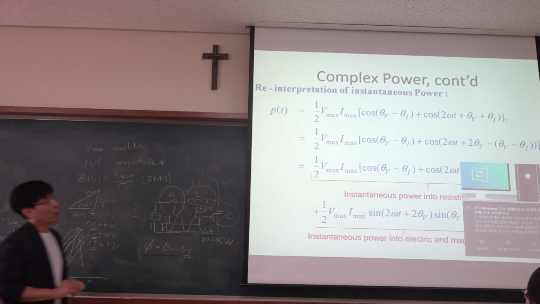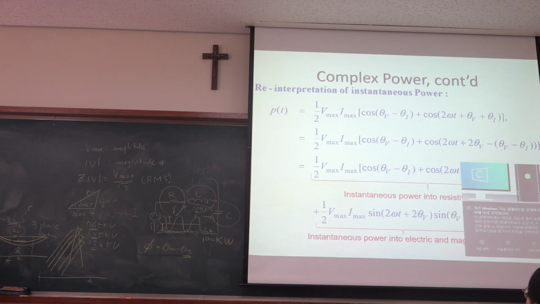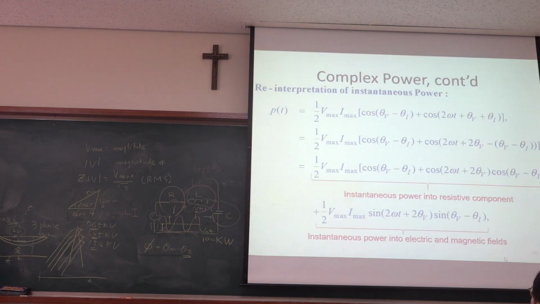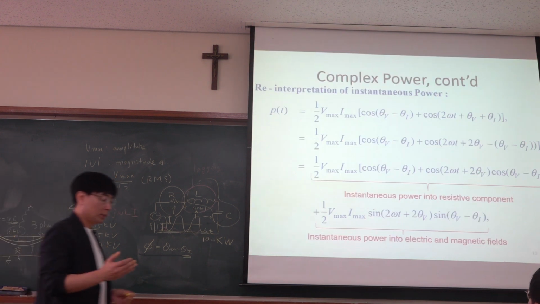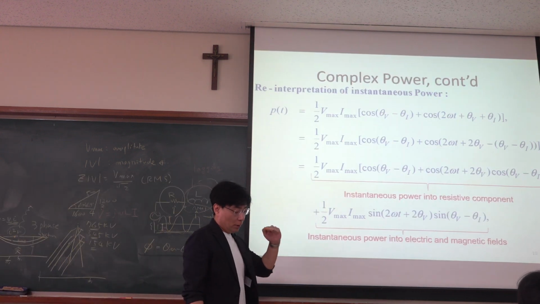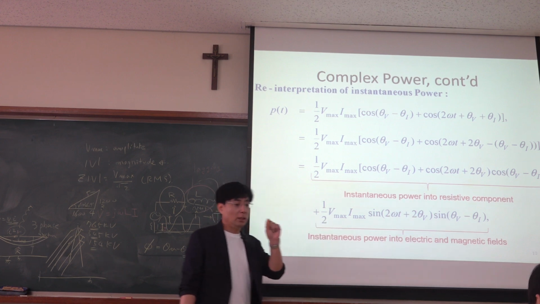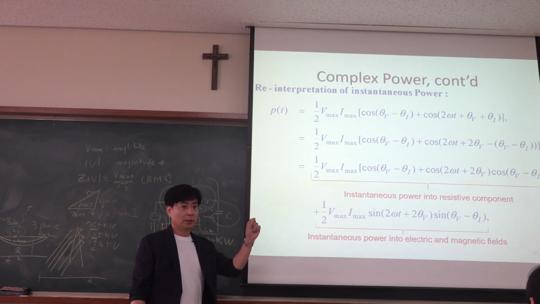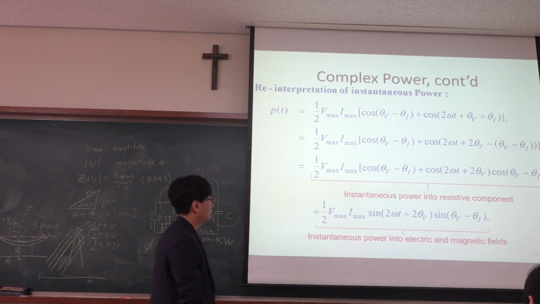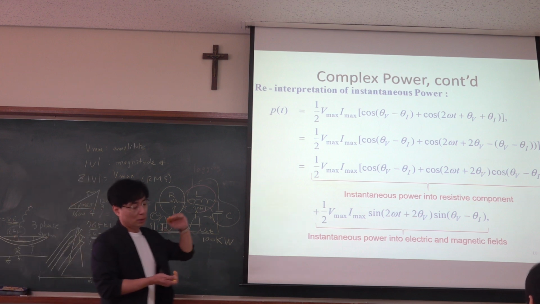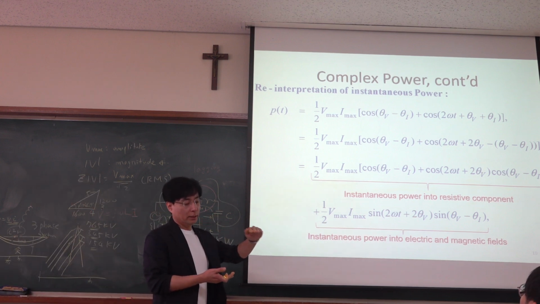That means when we have more reactive power in the transmission line, even though we are delivering the same amount of active power, the instantaneous current can be higher. Okay? So that is why we need to keep the reactive power on the transmission line small.